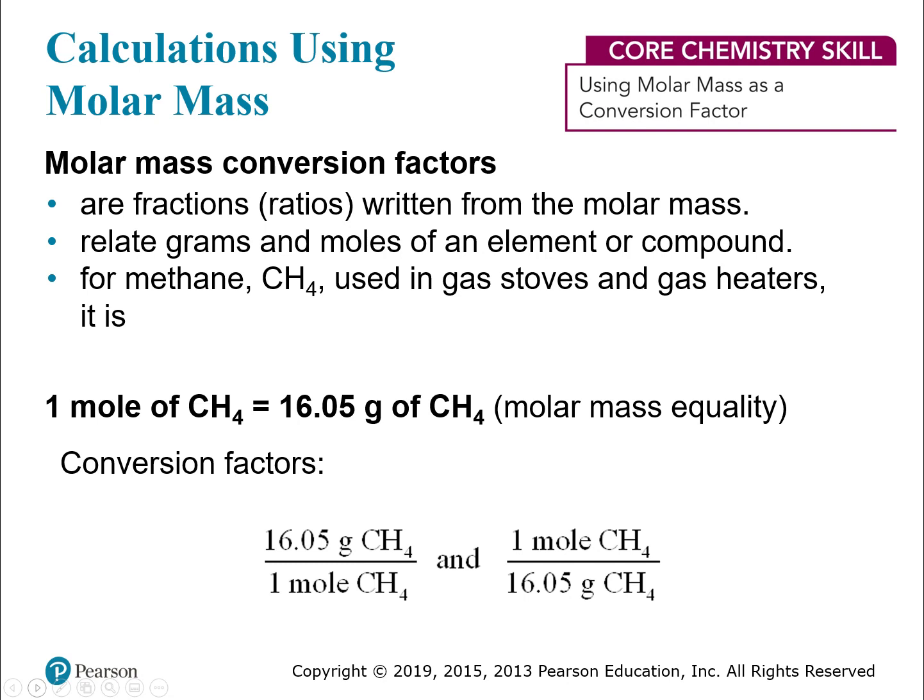If we were to look at methane, methane has a molar mass of 16.05 grams. That's just the carbon plus the 4 hydrogens. The conversion factors you can write can have the grams on the top or the grams on the bottom, and you use the one that you need to get from point A to B.